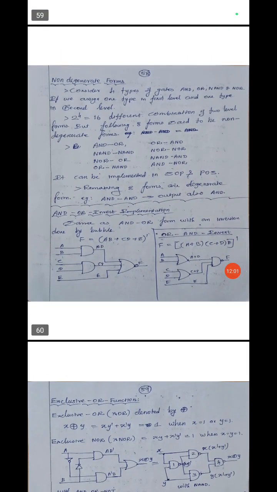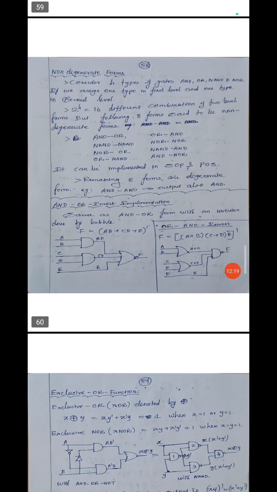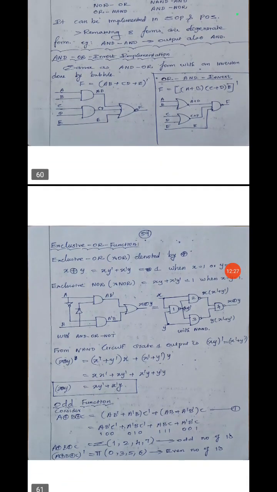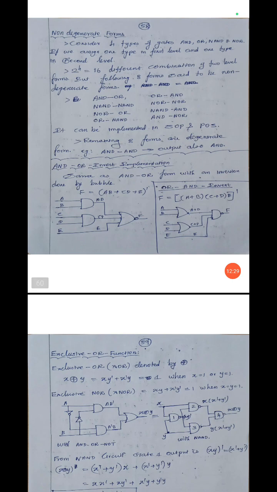The non-degenerate forms. Consider the four types of gates: AND, OR, NAND, NOR. We assign one type in the first level and another type in the second level, so that we can form 2 power 4 equal to 16 different combinations. Of those, 8 are said to be non-degenerate and the other 8 are degenerate. This question may be asked for 1 mark.